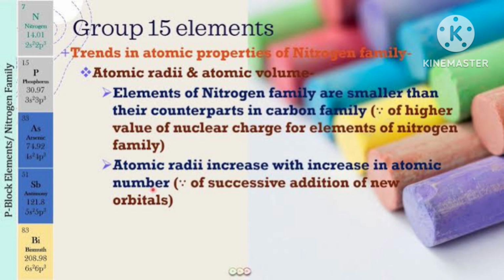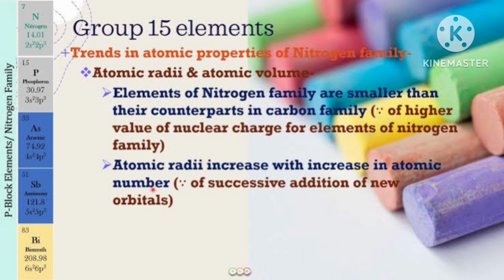Now atomic and ionic radii. Covalent and ionic radii in a particular state increase in size down the group. There is a considerable increase in covalent radius from nitrogen to phosphorus. However, from arsenic to bismuth, only a small increase in covalent radius is observed.